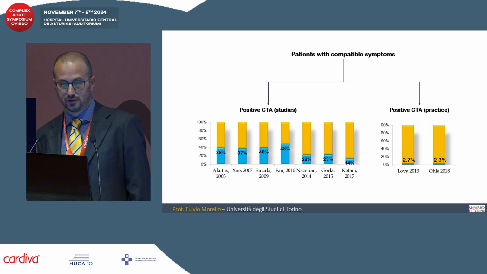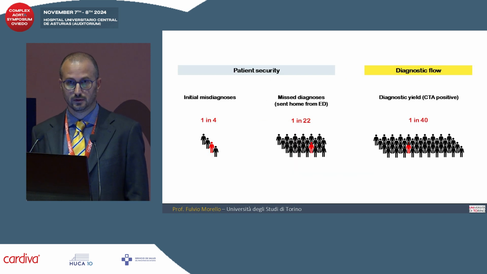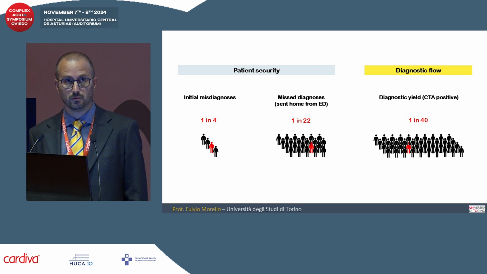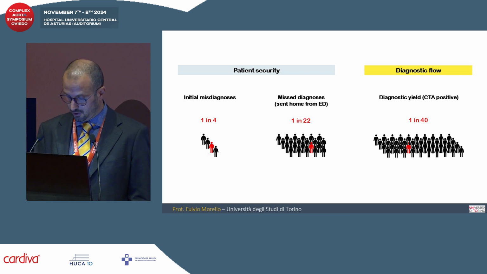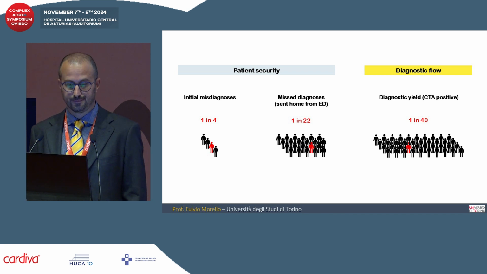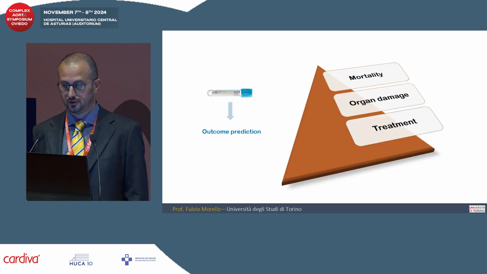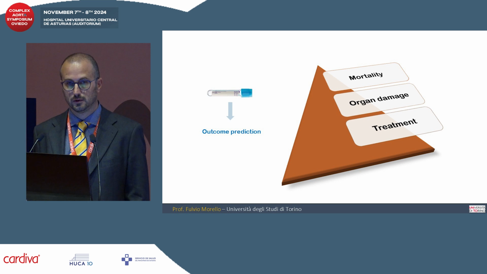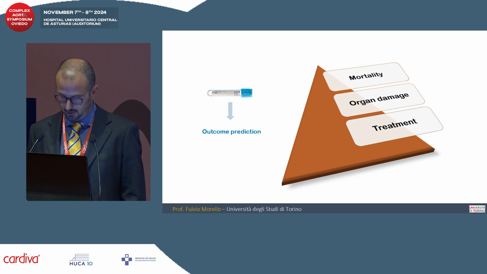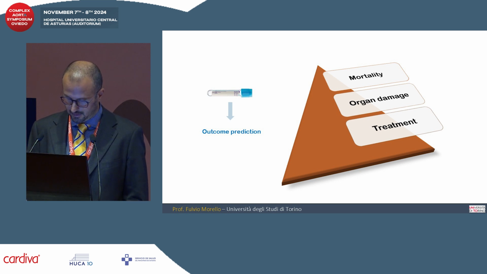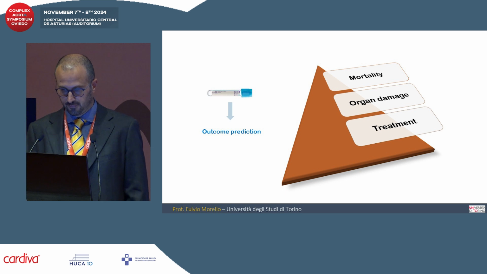So there's an issue in patient security, of course, and there's an issue in diagnostic flow. So we need biomarkers to help us. And we may apply biomarkers also for outcome prediction. Of course, mortality, organ damage, treatment decisions for you, specialists in vascular treatment.